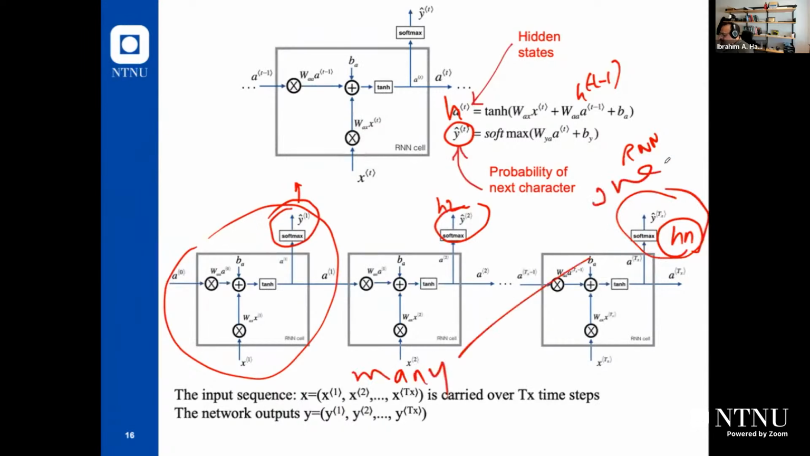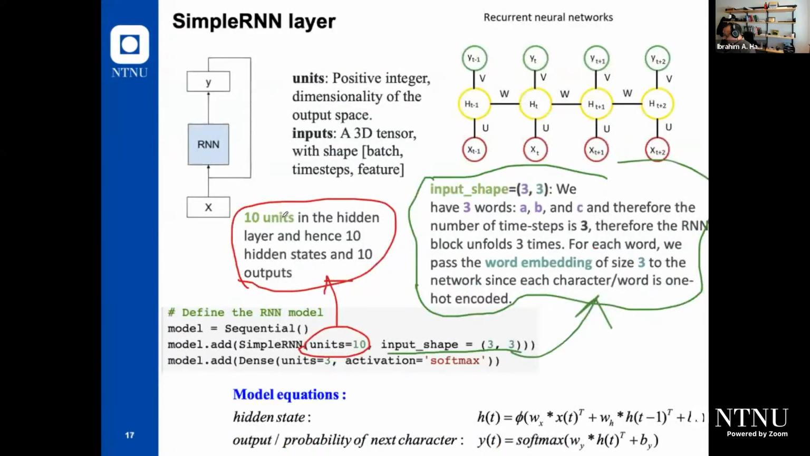But if you want to make it many to many, in this case, we need to get access to those intermediate values. So each time when we feed it with a word, it will generate another word, and we will repeat this process until we translate the whole text.